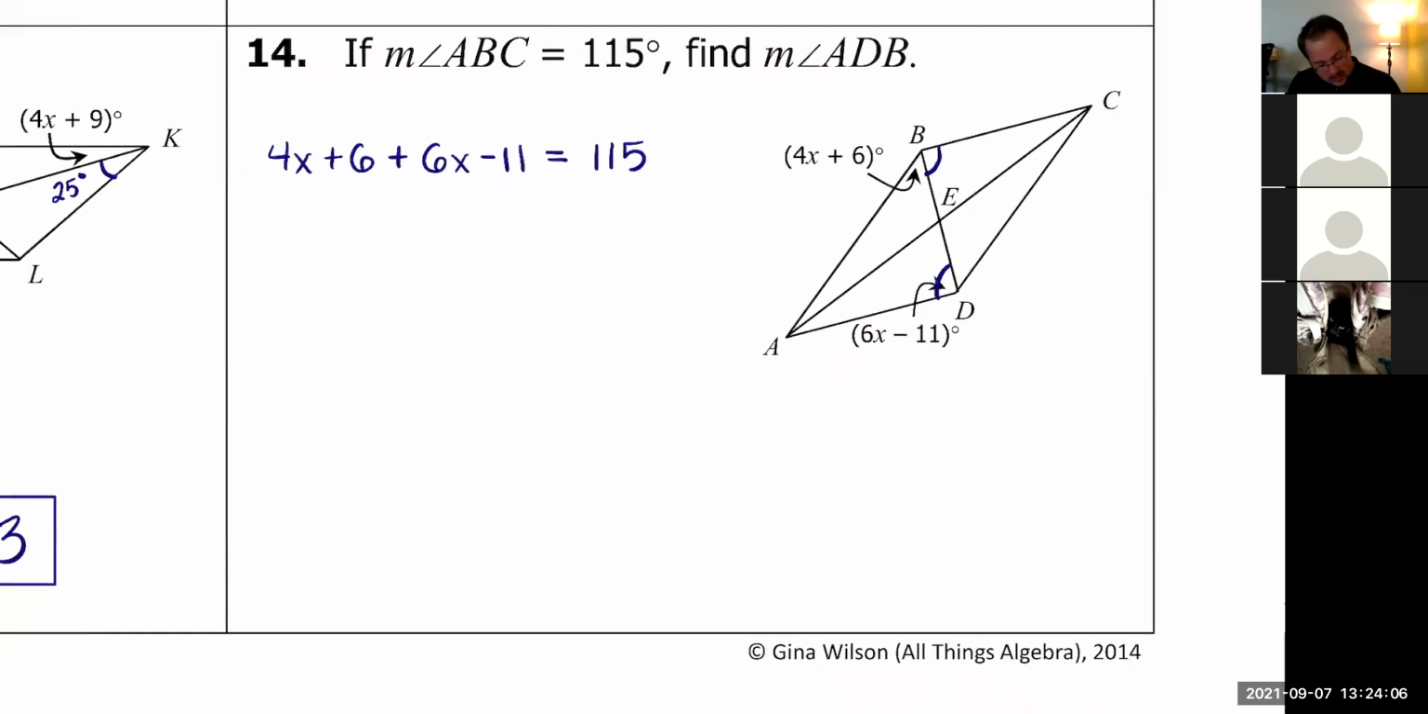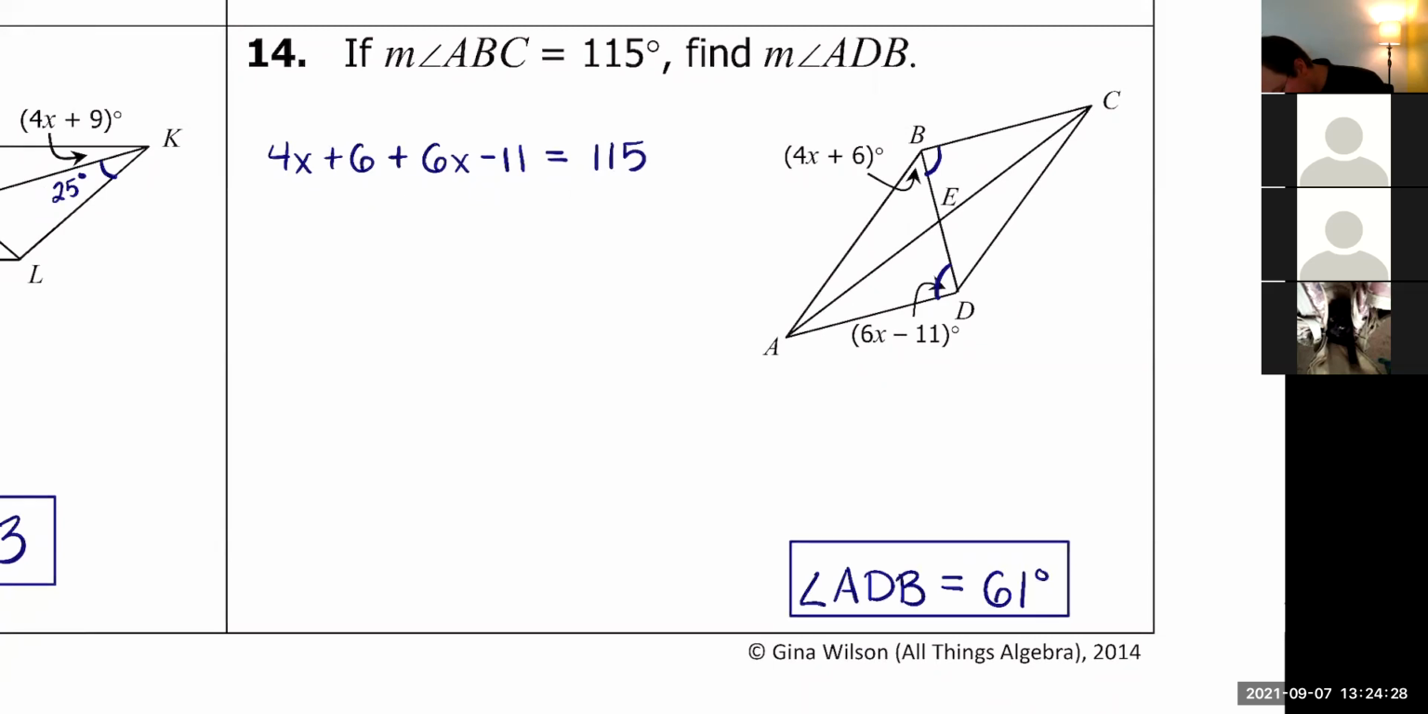Now, be careful on this one because it is asking for the measure of angle ADB, which is the 6x minus 11. But as you work through it, you should end up getting that the angle ADB equals 61 degrees. Now that is in part because you should get that x equals 12.